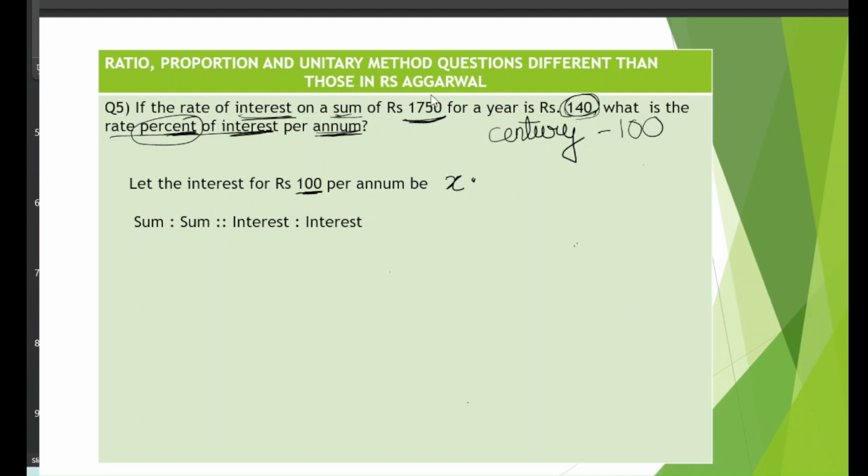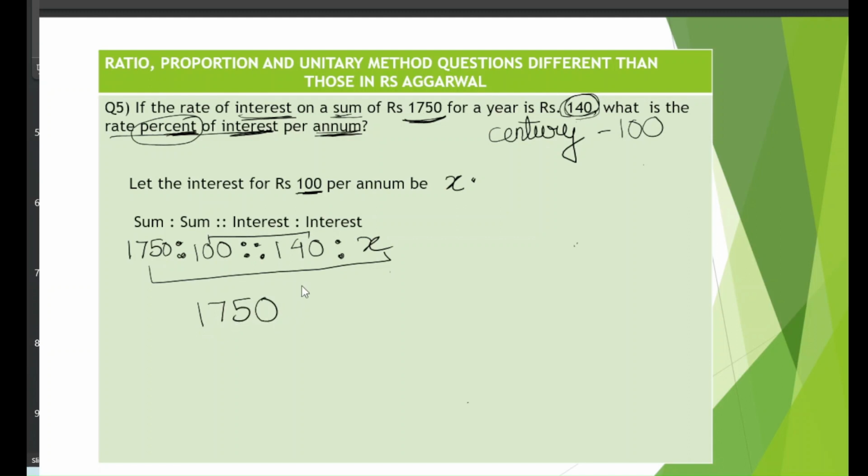Now the sum that has been given to us, for which we know the interest, is 1750. So I write it here. 1750 is to the other sum, 100. If I save 100, what interest I'll get, I don't know, so I'm writing that here. Then is as, what is the interest I get for 1750? I get 140 rupees. And what is the interest I get for rupees 100? X amount. Now I can use product of extremes is equal to product of means to find out the value of x.